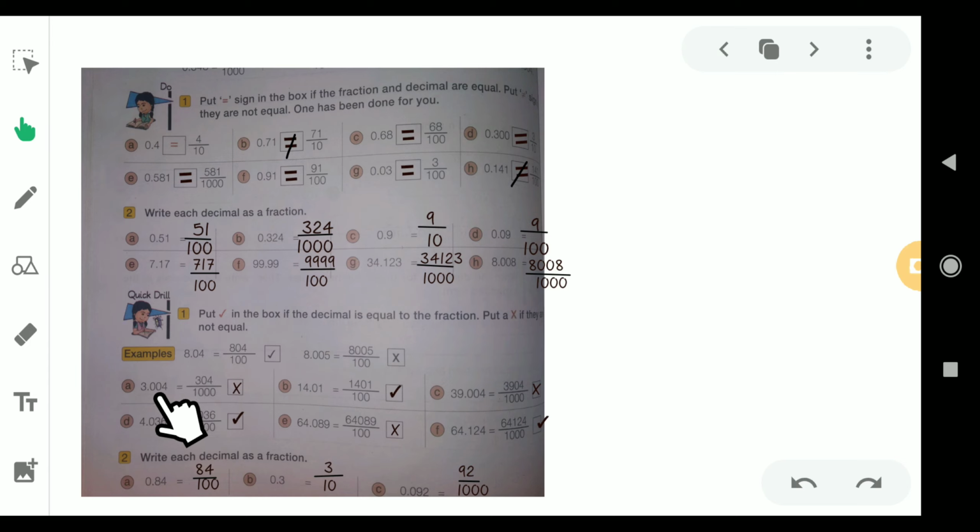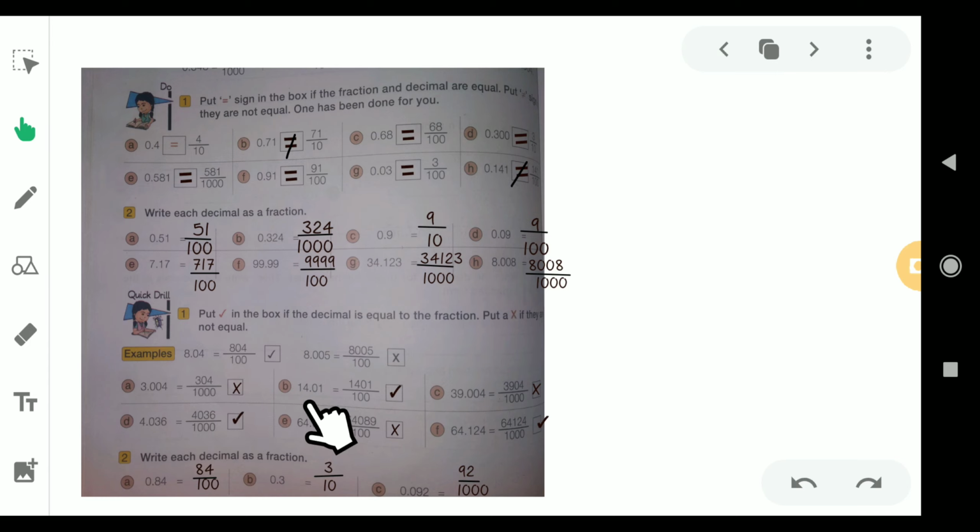Okay. It is 3.004. Neglect the decimal point. It is 3004 divided by 1000. So the actual fraction must be 3004 divided by 1000, but they have given only 304 divided by 1000. So that's why both are wrong here. Means both are not equal here. So that is why you can use the cross sign.